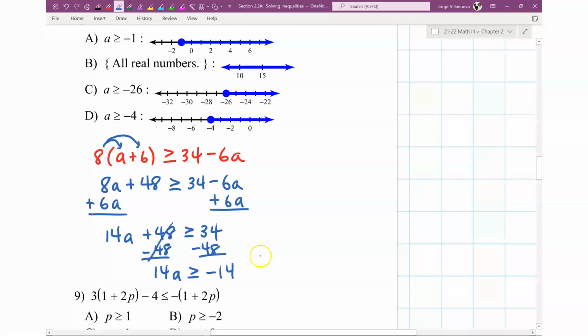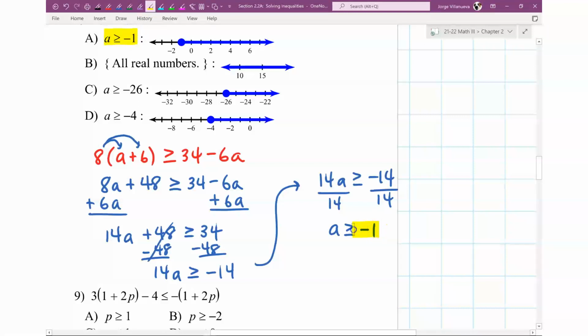Right? So I got 14a. Let me just write this out again. I'm going to have to divide, right? Dividing by a positive 14. So I don't need to flip the sign, okay? No need to flip. So I get a is greater than or equal to negative 1. That's my answer. Now, if you look, A, B, C, D, you can see that this answer matches this answer.